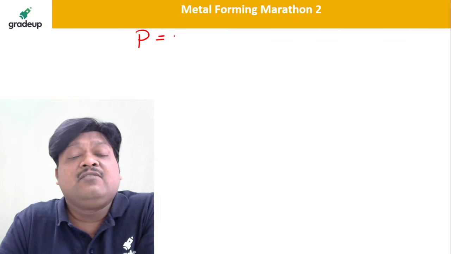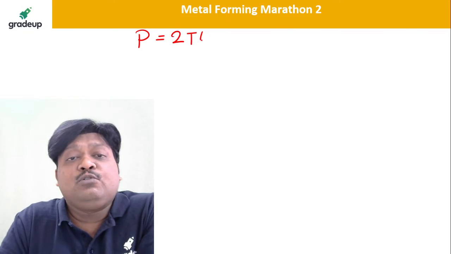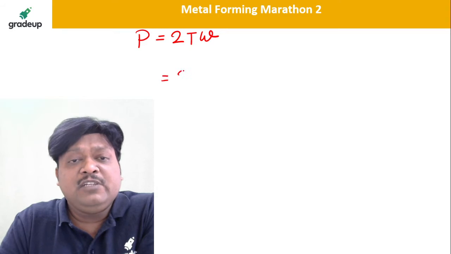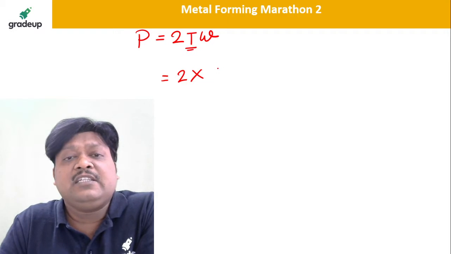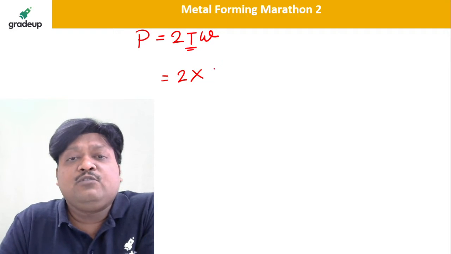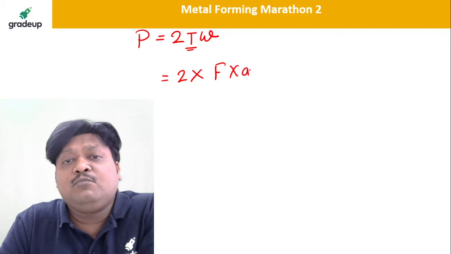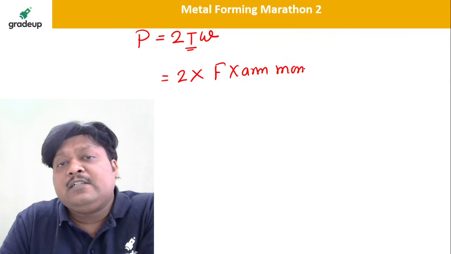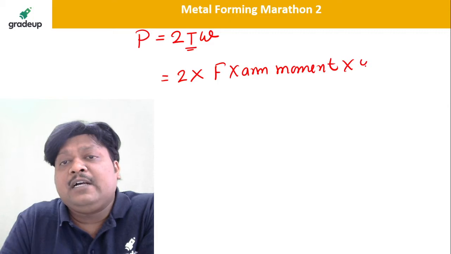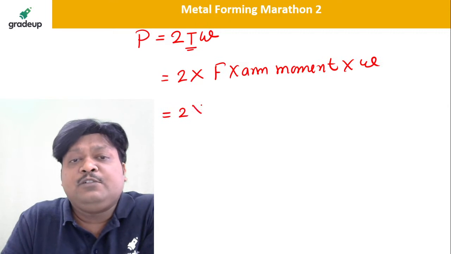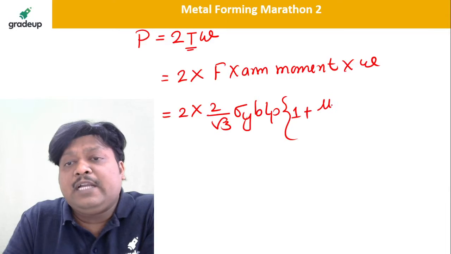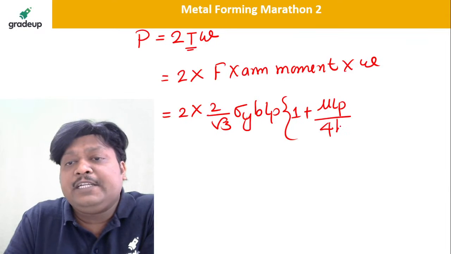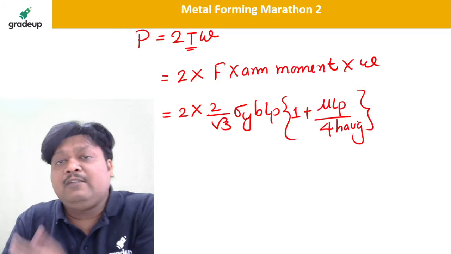When I say it is, there are the two rollers, into T omega. So which will be 2 into roll separating force. Torque is what? Force into distance, that is the arm movement, which is equal to force into arm movement into omega. Force, you know, 2 into 2 by root 3 sigma y B LP into bracket 1 plus mu times LP divided by 4H average. And what is this R moment?